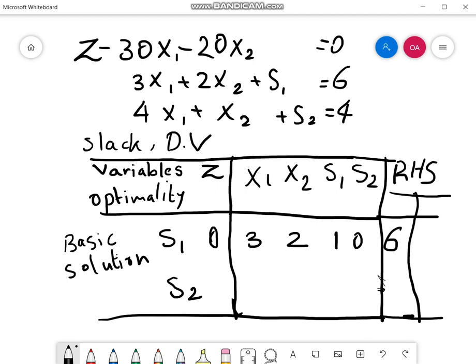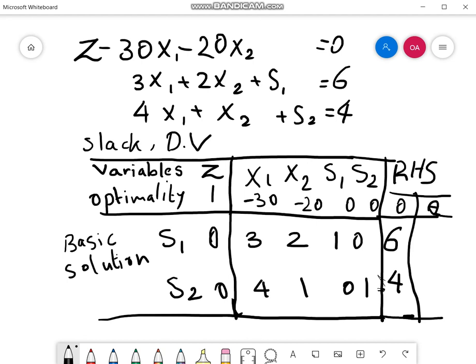For the second one, it's gonna be 0, 4, 1, 0, 1, and this is gonna be 4. For the z, this guy will be 1, minus 30, minus 20, 0, 0, and 0. And this we call the bottleneck ratio or the production ratio. So this will decide which is the governing equation, or we will call it the pivot row.